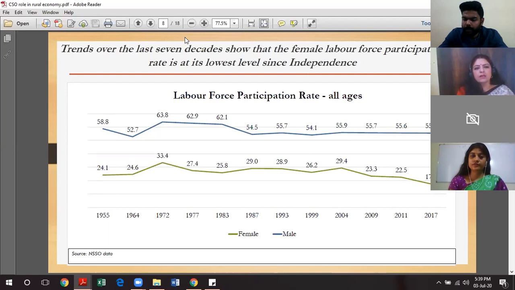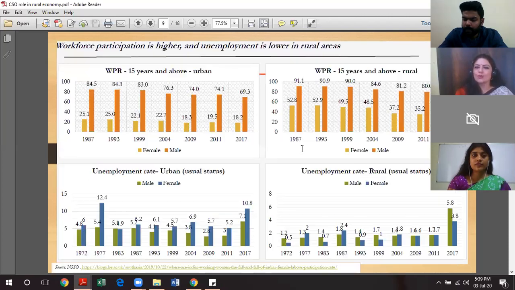And now in the next slide, I will be talking about how workforce participation is higher and unemployment is lower in rural areas. Again, what we normally see from the metros is that women are working, but their actual condition is not like that. And this is the NSSO report that I am referring to.